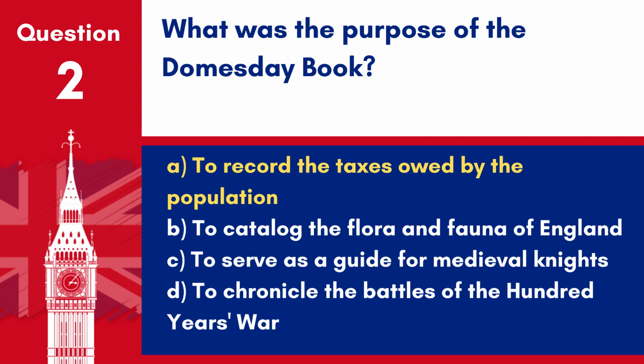Answer. A. To record the taxes owed by the population. The Domesday Book was commissioned by William the Conqueror in 1086 to assess the extent of the land and resources being owned in England, mainly for taxation purposes.